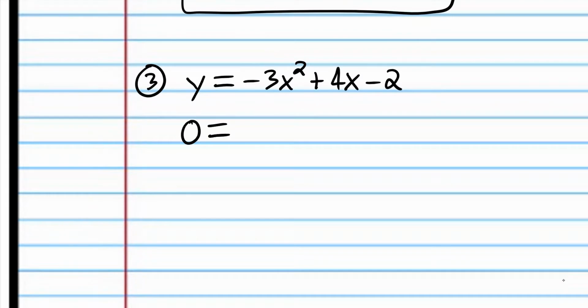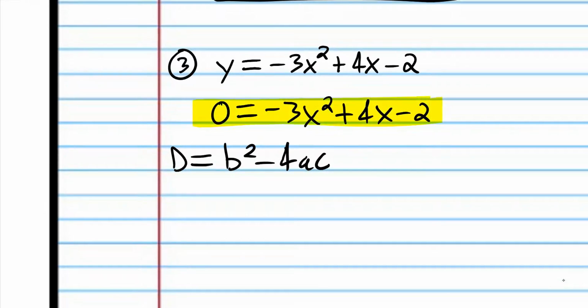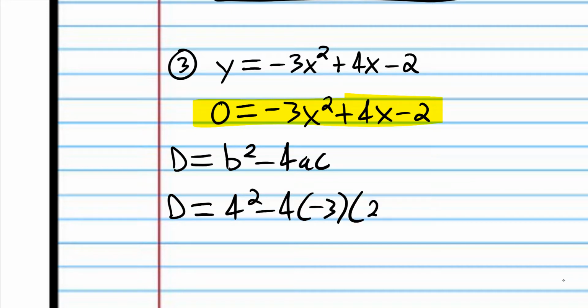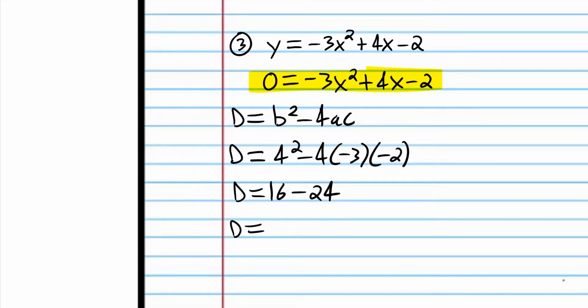Again, if you want to learn anything about the x-intercepts of the graph of this equation, you let y equal 0, and then you find the discriminant of that resulting equation with y equal to 0. And we have 4 squared minus 4 times a times c. B is 4. 4 squared is 16. And then we have, looks like, negative 24. So the discriminant is negative 8.